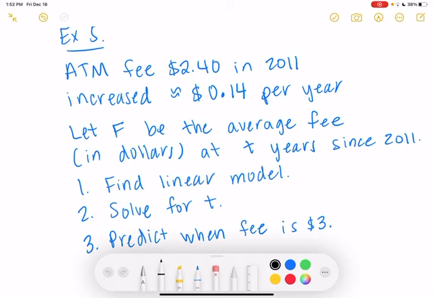So I want you to do 3 things. I want you to first find the linear model, which is the equation, right? 2, I want you to solve for t. And 3, I want you to predict when the fee is $3. Okay, so go ahead and hit pause, give that a try, come back when you're ready.